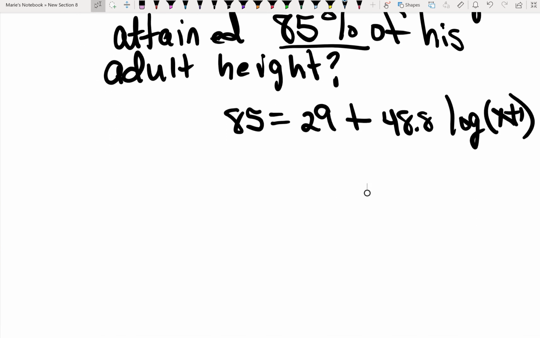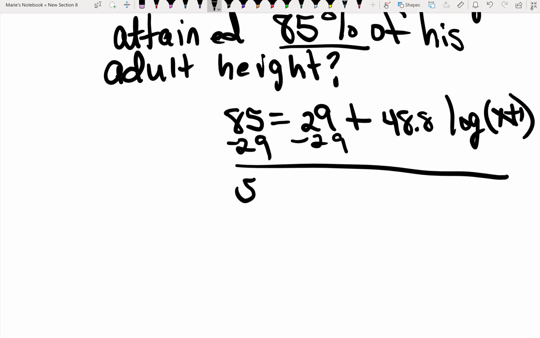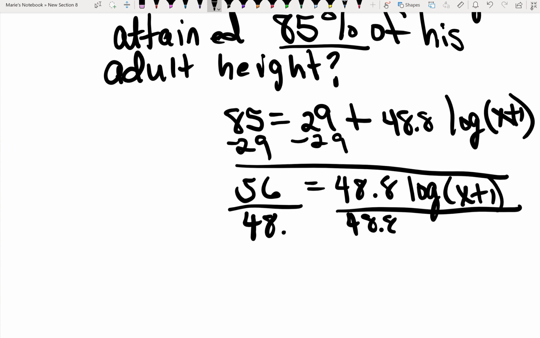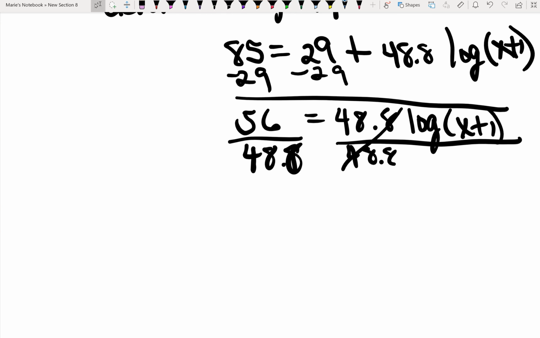And so the first thing we're going to do is subtract 29. Right, and this leaves us at this point with 56 is equal to 48.8 log x plus 1. So next step, obviously, we're going to divide by 48.8 on both sides. So that'll cancel, so really, we're going to divide by 48.8 and then deal with the log after this.